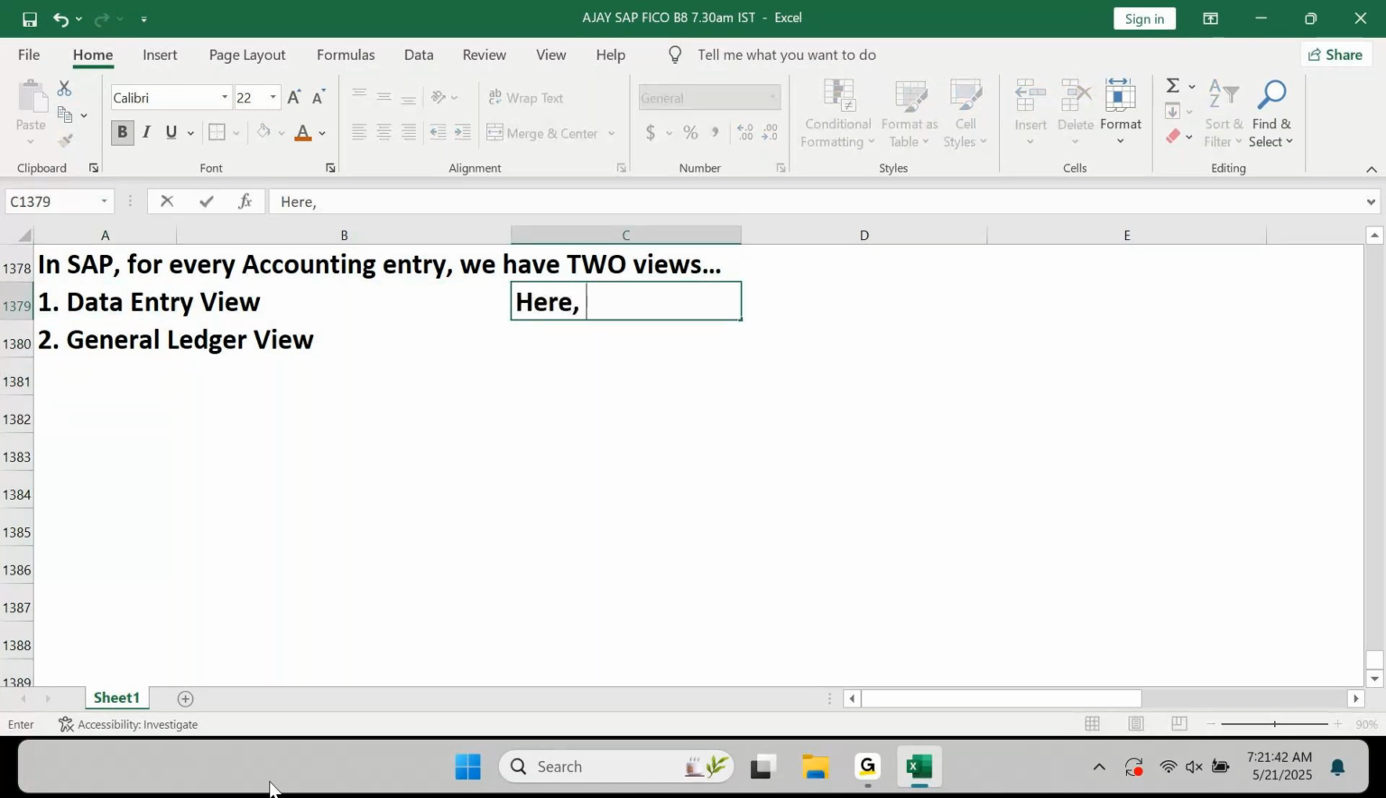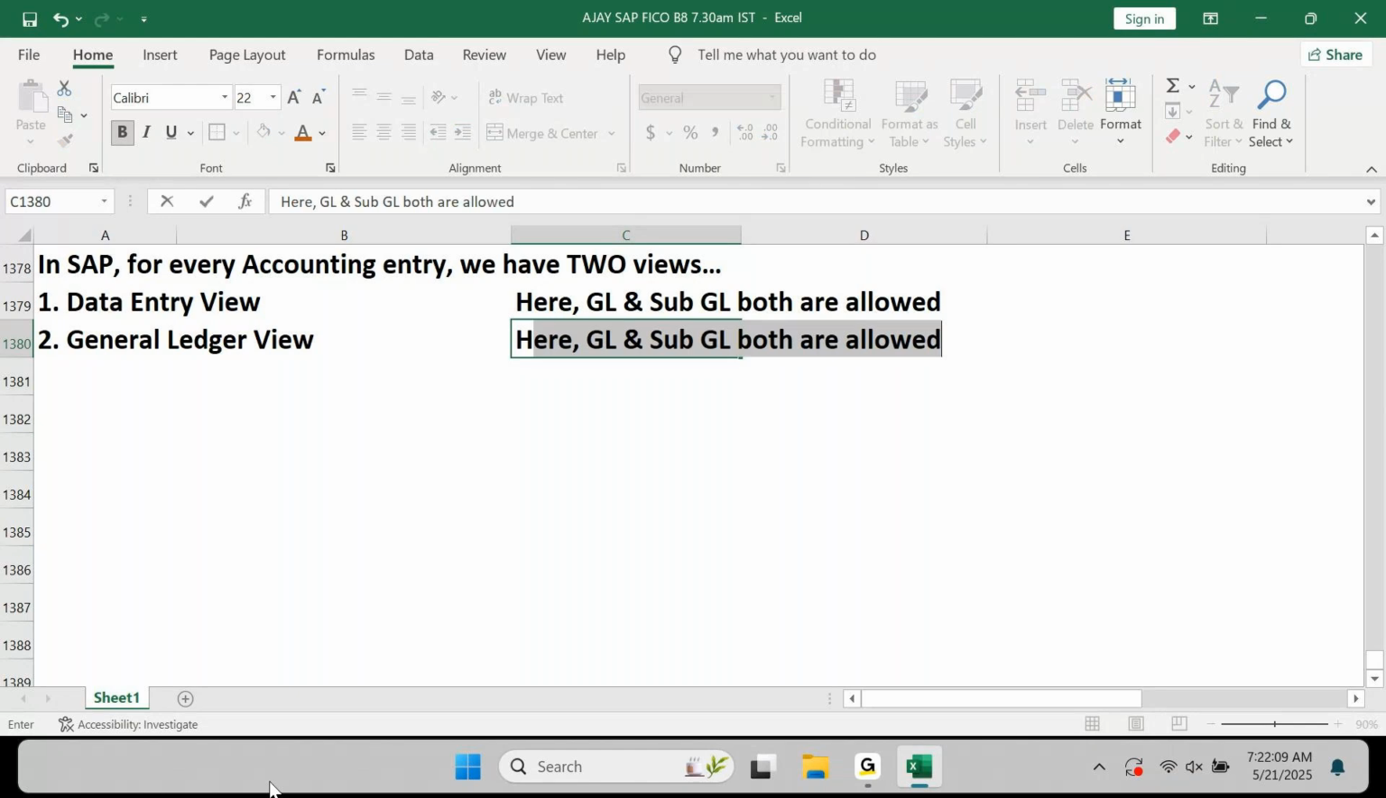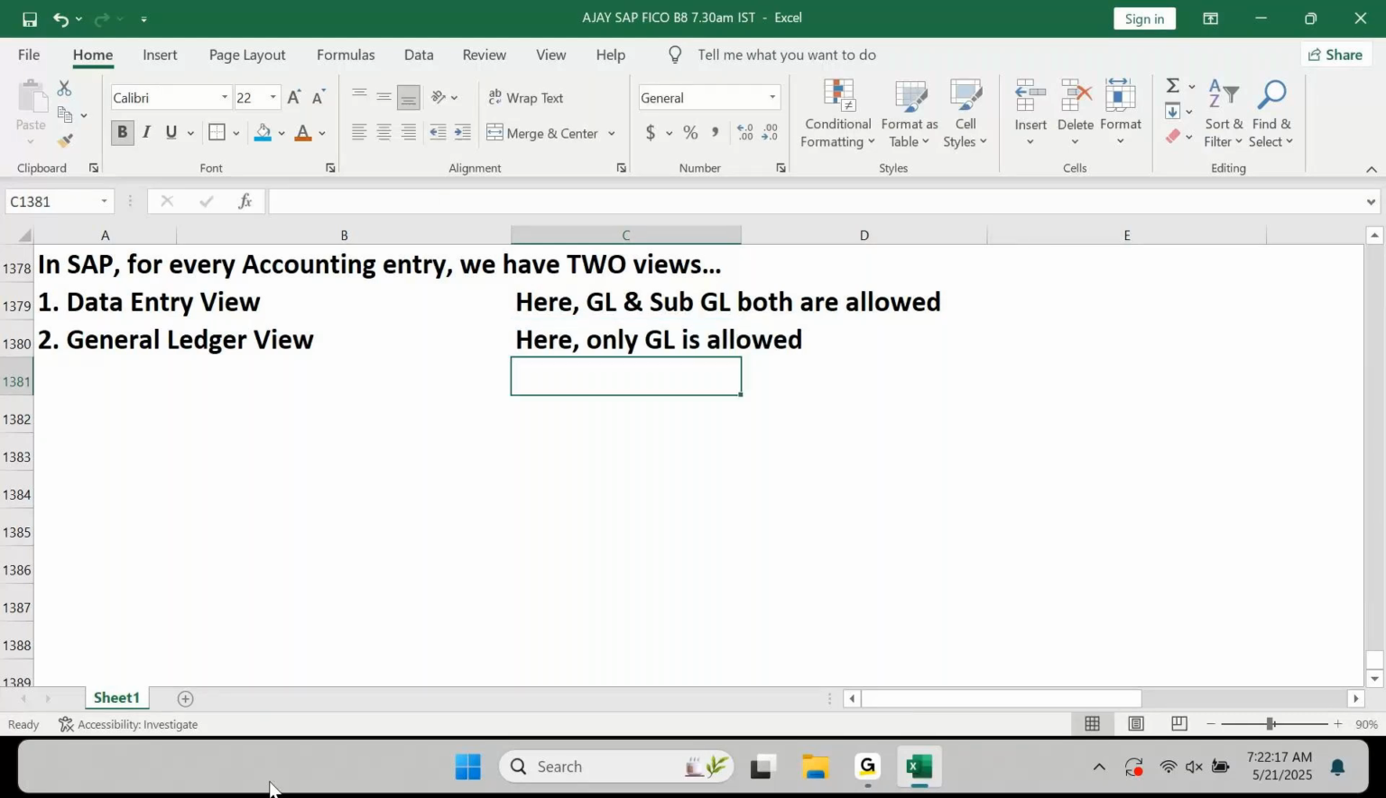Here, GL and sub GL both are allowed. GL everybody is aware. Sub GL means what? AP, AR, customer, vendor, and then fixed asset. Am I correct? Yes, sir. General ledger means here only general ledger. Only GL is allowed. Name itself is general ledger view.